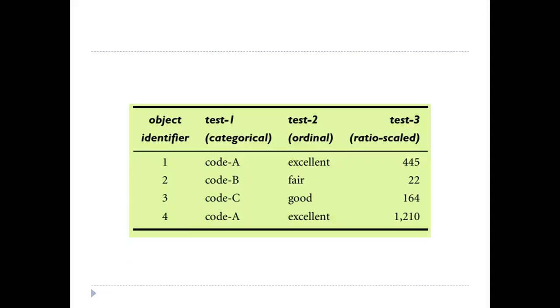Okay, so for this we'll be discussing with an example. Here in this example data set, I have four variables: object identifier, test one, which is a categorical variable with three different tests: code A, code B, and code C, and test two, which is an ordinal variable which gives us values like excellent, fair, good. So they're just ordinal in nature. And I have the next variable, test 3, which is of ratio scale, which has continuous numbers.